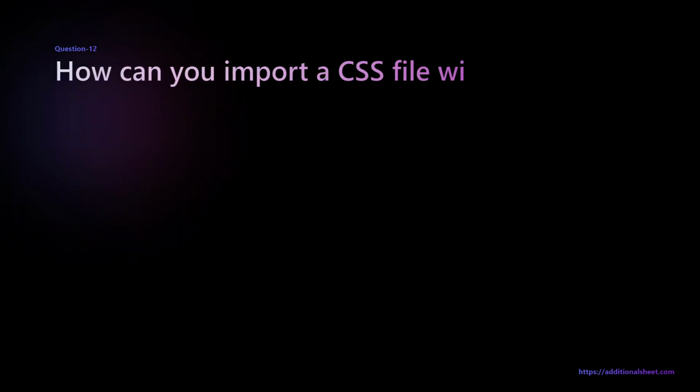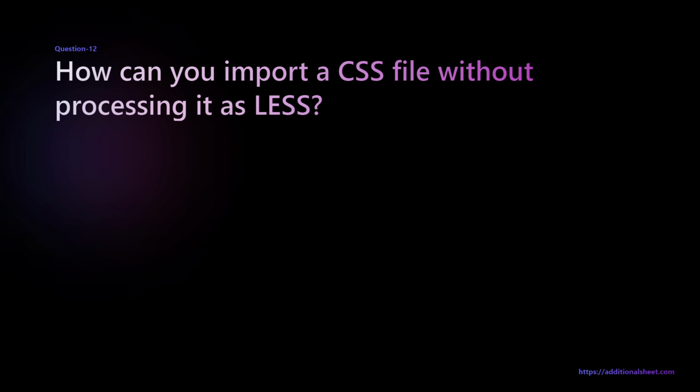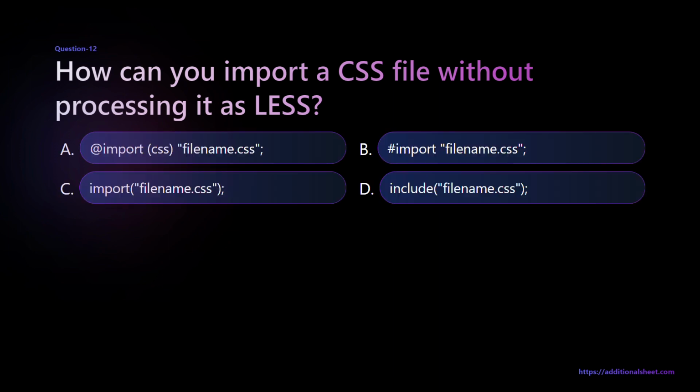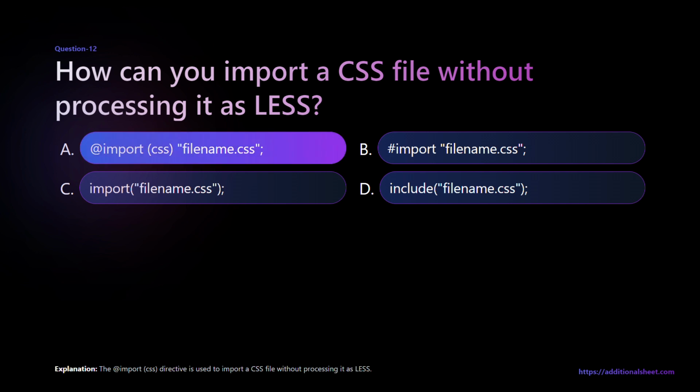How can you import a CSS file without processing it as LESS? Option A, @import (css) "filename.css". Option B, #import "filename.css". Option C, import "filename.css". Option D, include "filename.css". The correct answer is option A, @import (css) "filename.css".